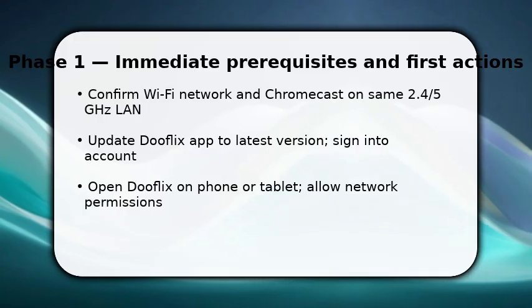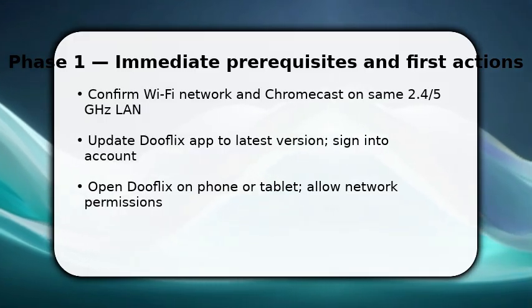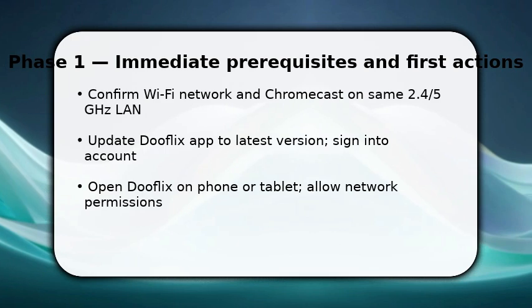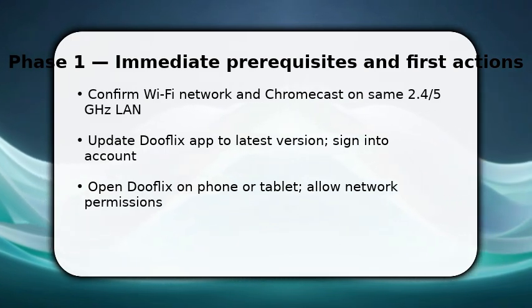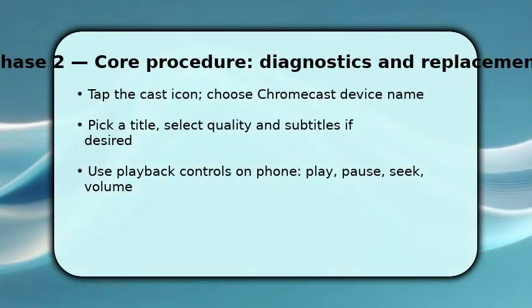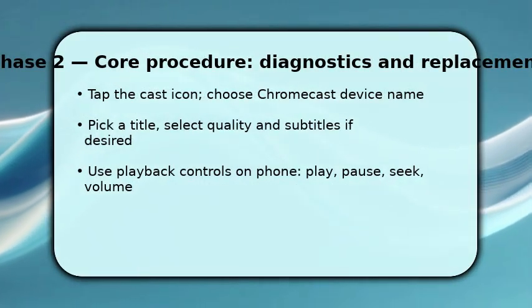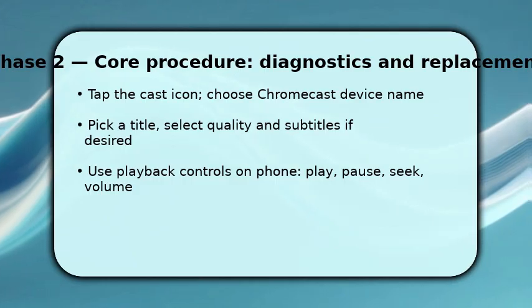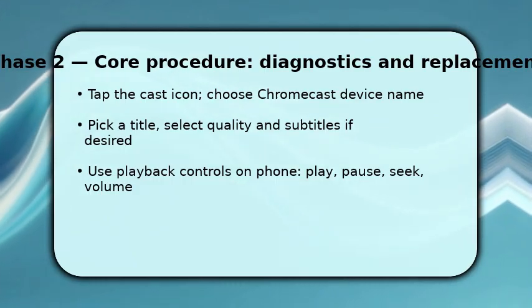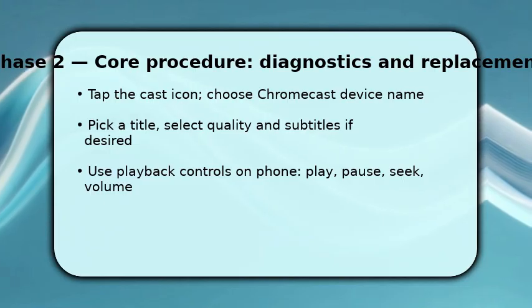Next, find the cast icon inside Dooflix. Don't skip this. It's the control to start streaming. After locating the cast icon, tap it to reveal available devices and then select your Chromecast by name. This initiates a handshake between apps. You'll see a confirmation on the TV and then browse Dooflix for a show or movie.